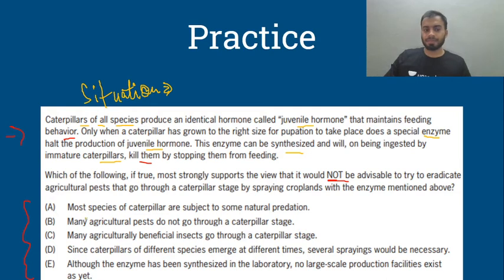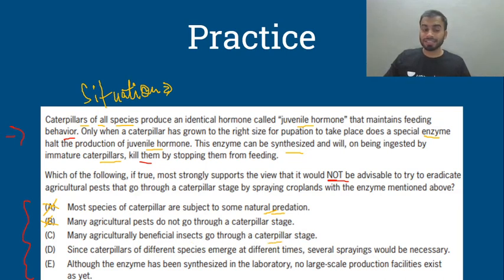Option A: most species of caterpillar are subject to some natural predation. We are not concerned with natural predation. Why? Because we want to synthesize an enzyme and kill them. Right? So let's eliminate option A. B: many agricultural pests do not go through a caterpillar stage. We are not concerned with those agricultural pests because we are only concerned with species who go through the caterpillar stage. C: many agriculturally beneficial insects go through a caterpillar stage.